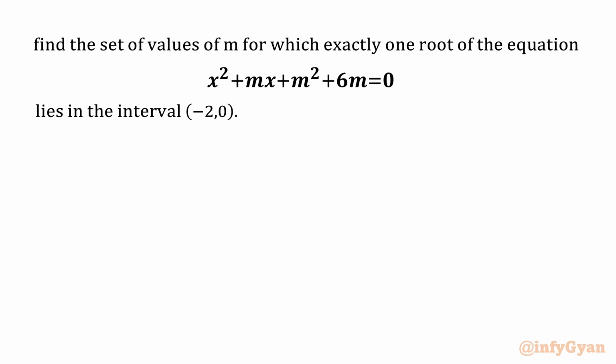Find the set of values of m for which exactly one root of the equation x square plus mx plus m square plus 6m equal to 0 lies in the interval -2, 0.